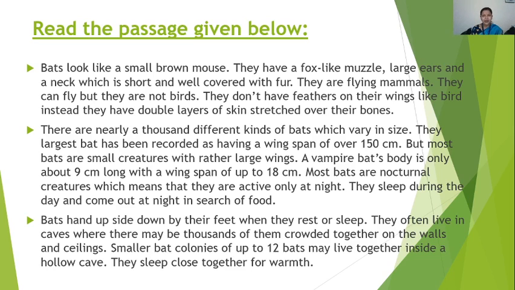The largest bat has been recorded as having a wingspan of over 150 centimeter, but most bats are small creatures with rather large wings. A vampire bat's body is only about 9 centimeter long with a wingspan of up to 18 centimeter. Most bats are nocturnal creatures, which means that they are active only at night.